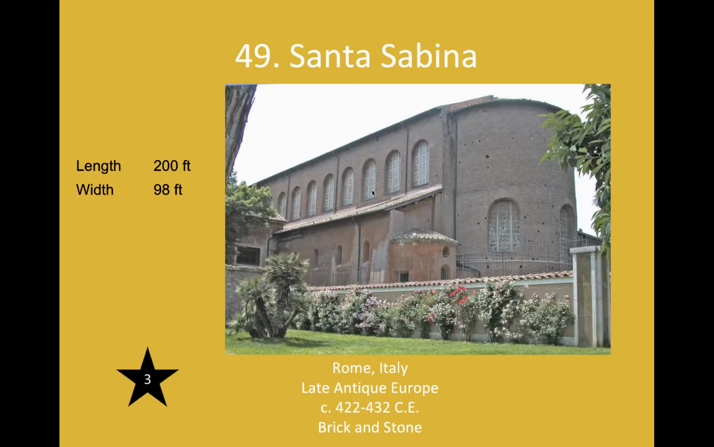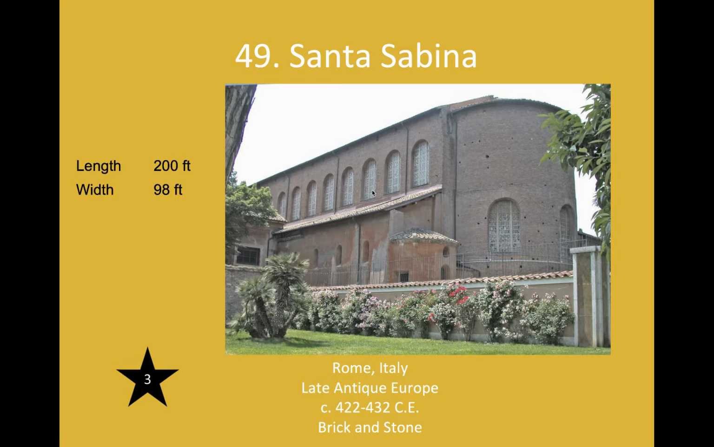Okay, that leads us to this building. This is one of the oldest Christian churches in existence. It's Santa Sabina. Again, late antique Europe. It's in Rome. It's right outside the Basilica Maxentius. It's right on the Aventine Hill. It's based on the Basilica Maxentius. And I'm going to talk to you about that in a second. It's brick and stone. It has a wooden roof.